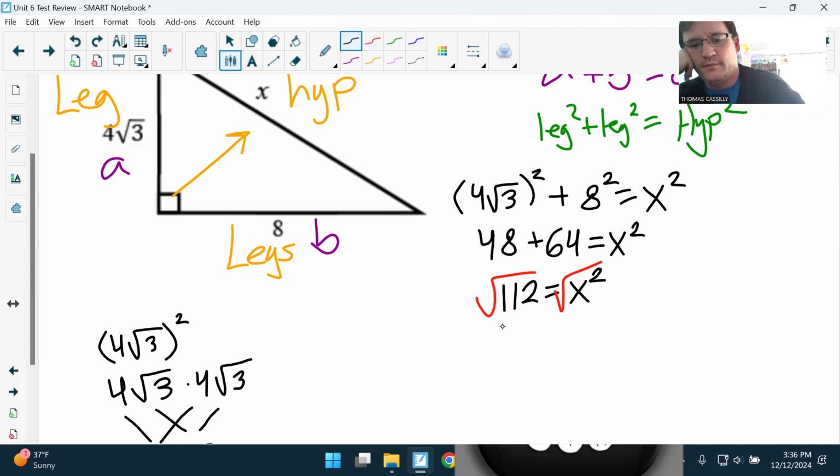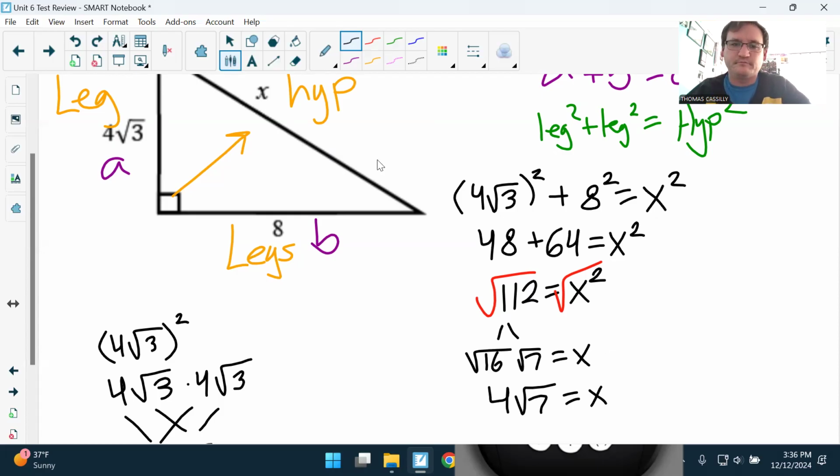All right. And then your next step is go ahead and break down 112 if you can. I would try 4 first. You probably do better. Try 16. Yeah. So let's do the square root of 16 and the square root of 7. That equals x. So we got 4 square root of 7 equals x. All right, and that one's done.